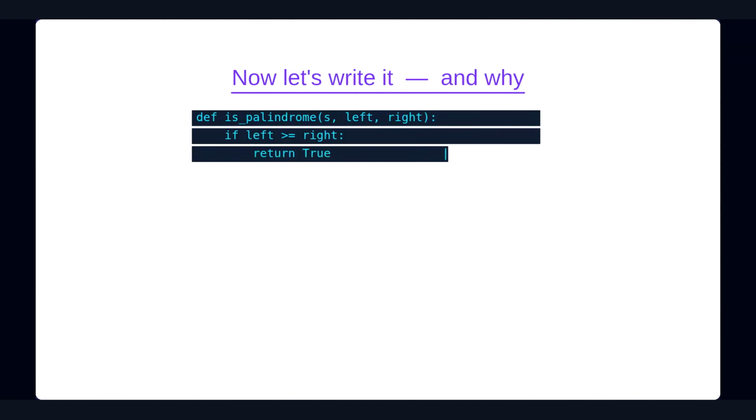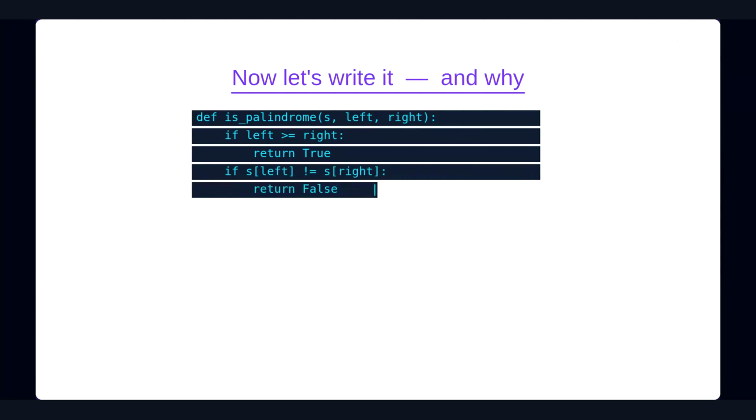Next, if the letters at left and right differ, we return false immediately. Otherwise, the ends match, so we recurse inward with left up by 1 and right down by 1.